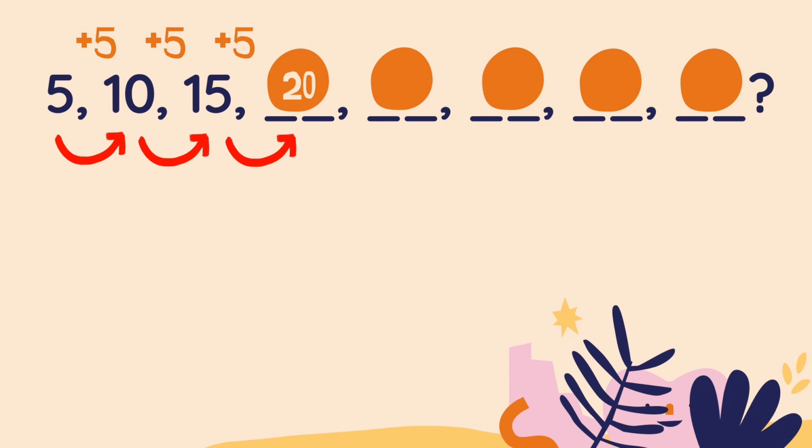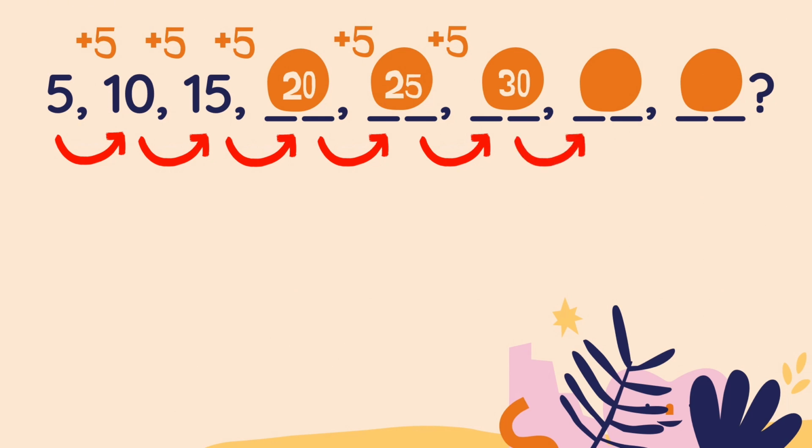Okay, so let's continue using plus 5. 20 plus 5 is 25. Now that's the fifth term. 25 plus 5, that is 30. Now that's the sixth term. How about 30 plus 5? That is 35. 35 plus 5, that is 40. Now we all know what the missing terms are.